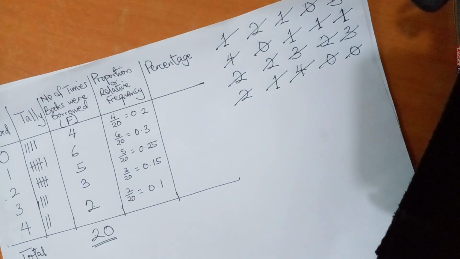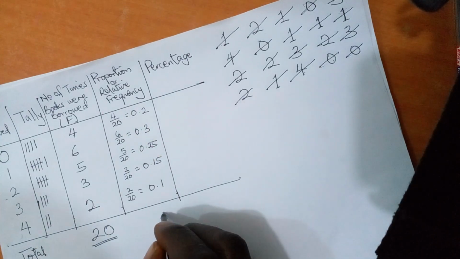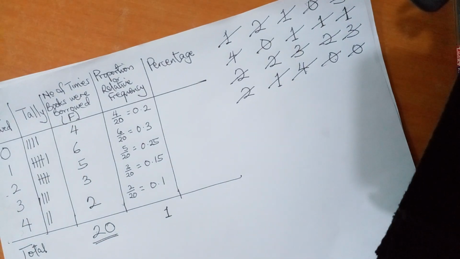So the interesting thing about the proportion is that when all those values are summed up here, it will give us a total of what? A total of 1. So the sum of the entire values gotten under proportion or relative frequency is usually equal to 1. That's for proportion or relative frequency.